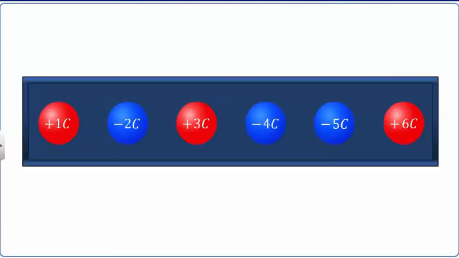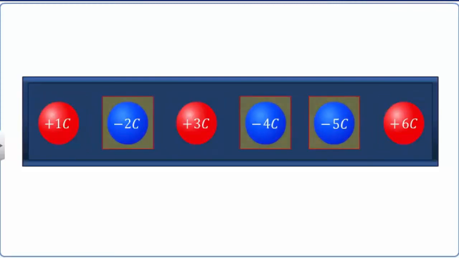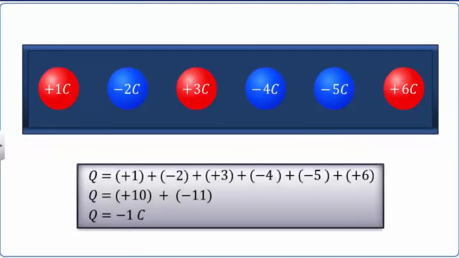While adding the charges, proper signs should be used. A positive sign for a positive charge and a negative sign for a negative charge. We can determine whether a body is charged positively or negatively by finding the algebraic sum of all charges on the body. For example, if a body is given 6 charges, all in Coulomb, say +1, -2, +3, -4, -5, +6, the algebraic sum would be -1 Coulomb, which means it is a negatively charged body.